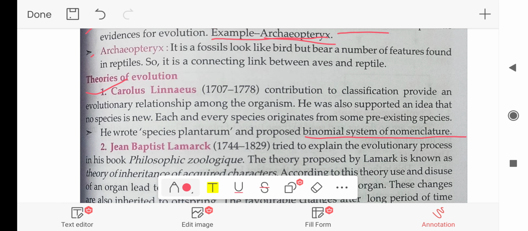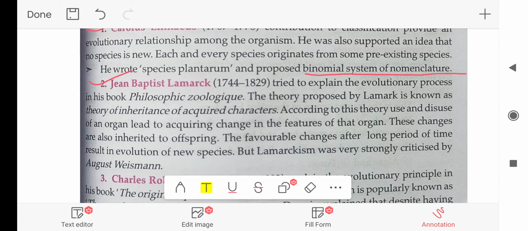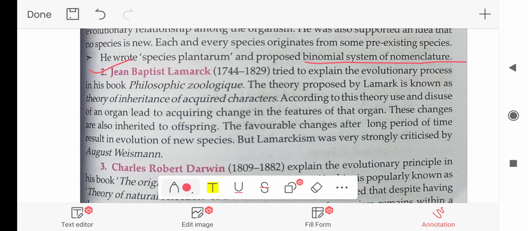Next, Jean-Baptiste Lamarck, 1744 to 1829. Jean-Baptiste Lamarck tried to explain the evolutionary process in his book Philosophie Zoologique. The theory proposed by Lamarck is known as the theory of inheritance of acquired characters. According to this theory, use and disuse of an organ lead to acquired change in the features of that organ.